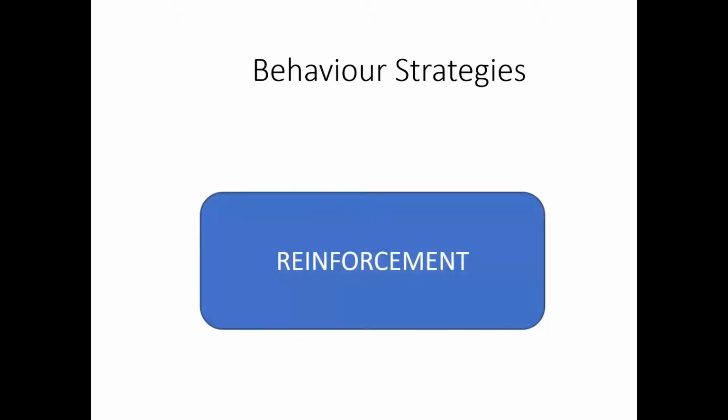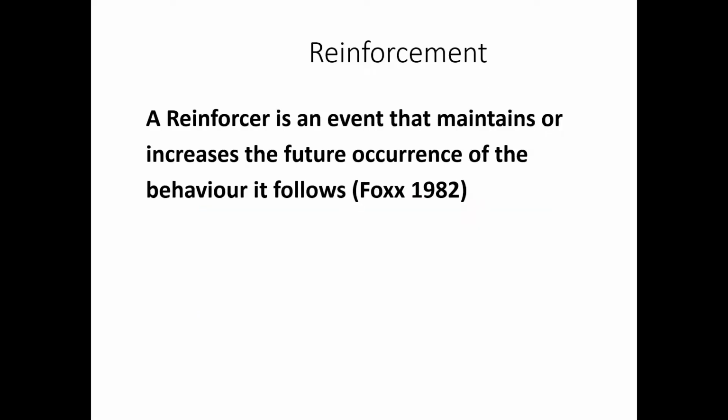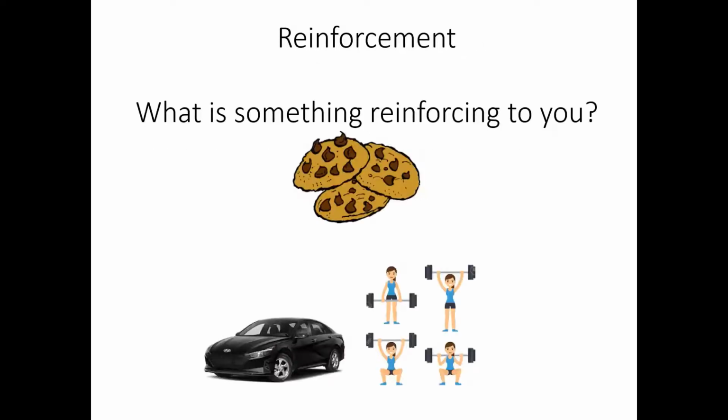So the next behavior strategy that we're going to look at is using reinforcement. We touched on this a little bit already. A reinforcer is an event that maintains or increases the future occurrence of the behavior it follows. We've got positive reinforcement and negative reinforcement. We're mainly going to focus on positive reinforcement.